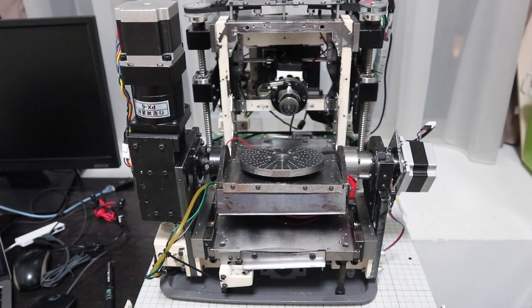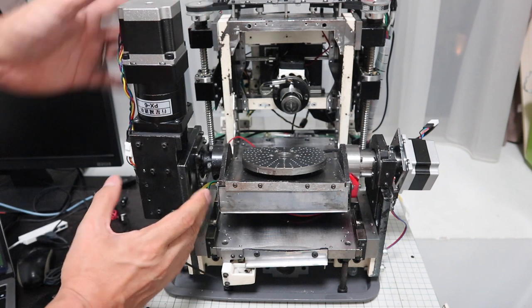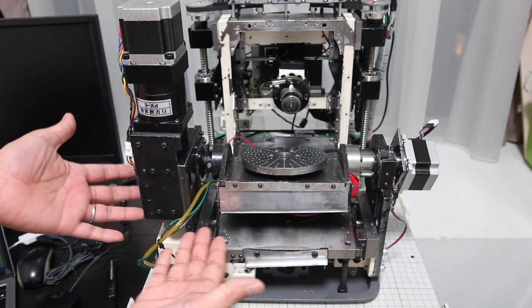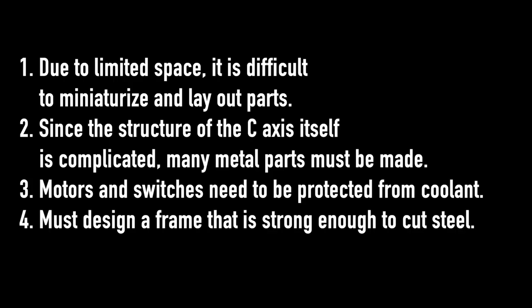Since the A rotor axis can be placed outside the machine, there is plenty of space for parts to be placed. However, the C axis to be installed on the A axis is not easy. Because, due to limited space, it is difficult to miniaturize and lay out parts. Since the structure of the C axis itself is complicated, many metal parts must be made.